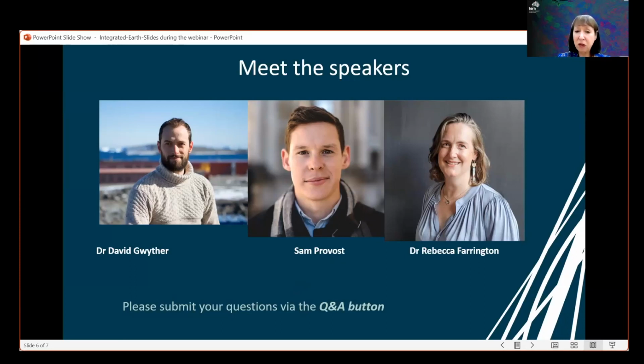Our second speaker is Sam Provost, who's from the Australian National University, from the Fenner School. Sam's doing a PhD and is focused very much in our biosphere space. And the last speaker is Dr. Rebecca Farrington, from a colleague at another one of the TERN-funded projects, OzScope. And Rebecca is going to talk to us a lot about the data challenges related to integrating our Earth. If you want to know more about these people, please go to their bios when you registered.